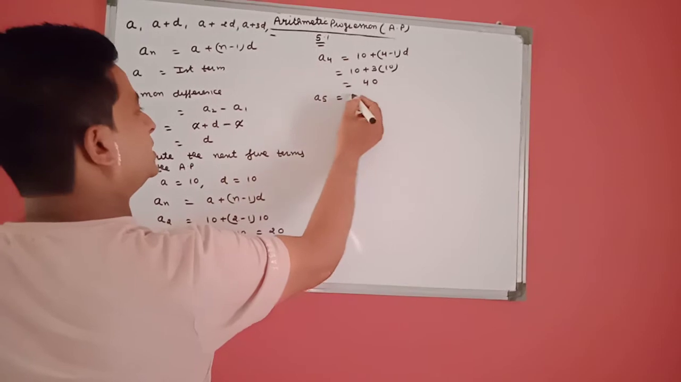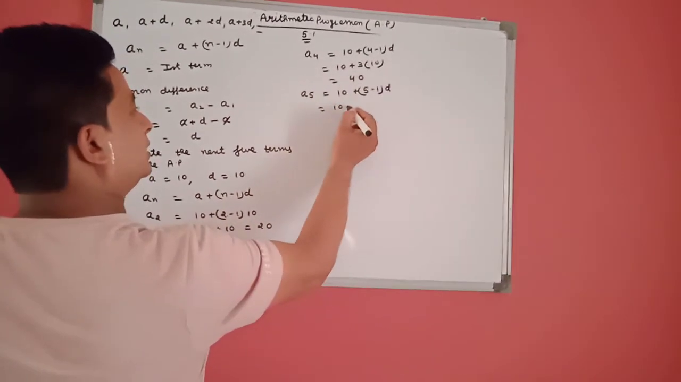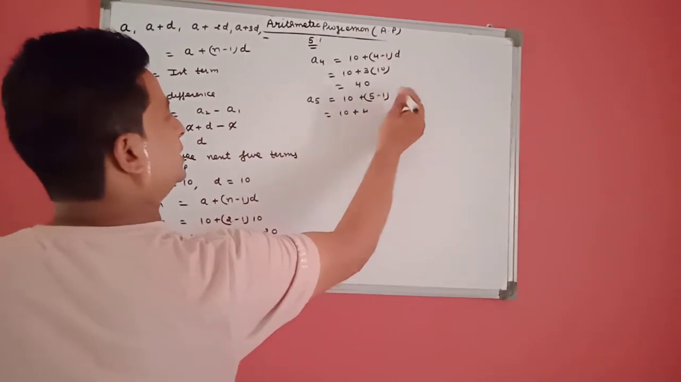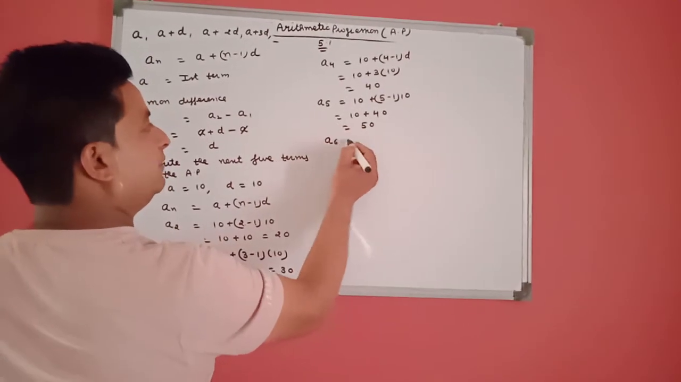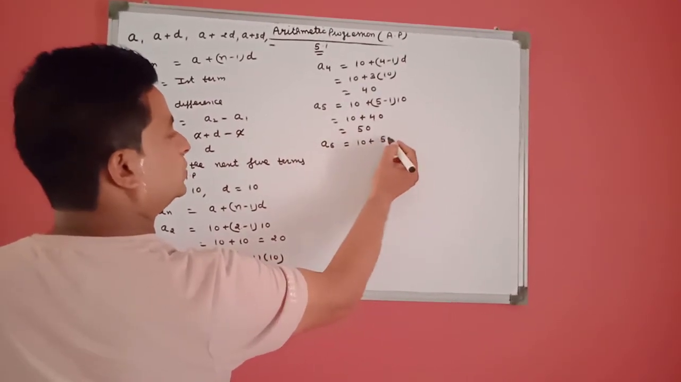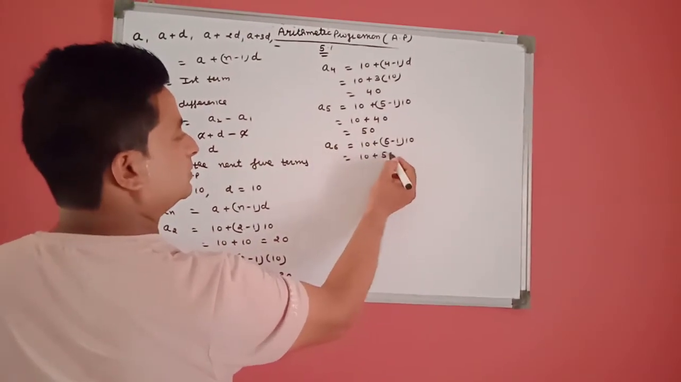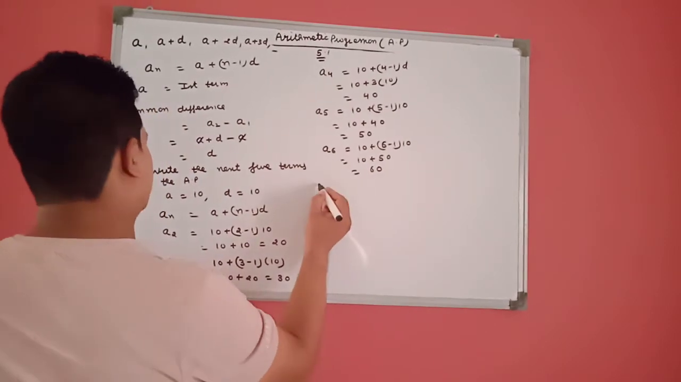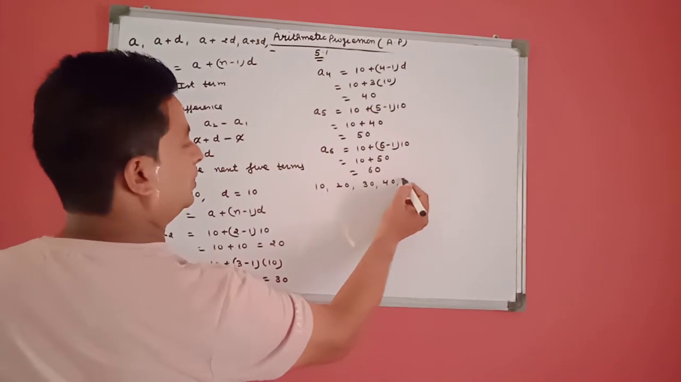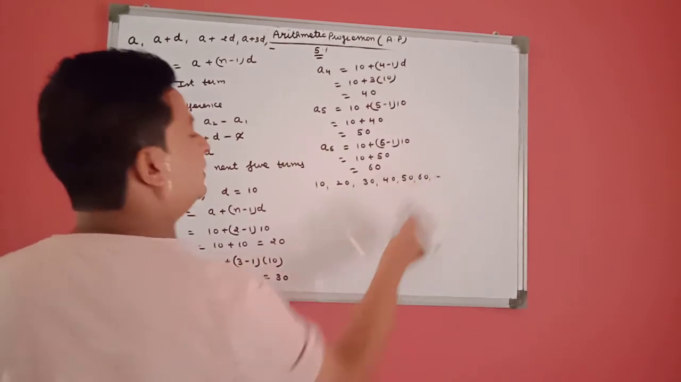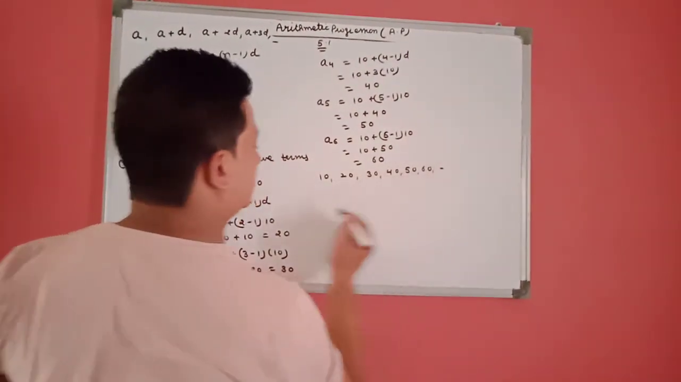When we put n equal to 5, 5 minus 1 into d, for the fifth term, d is 10, this is 40, so it is 50. And when we put n equal to 6 and d is 10, 10 plus 50, which is 60. So the AP is 10, 20, 30, 40, 50, 60 and so on. In this, we are required to find these 5 terms.